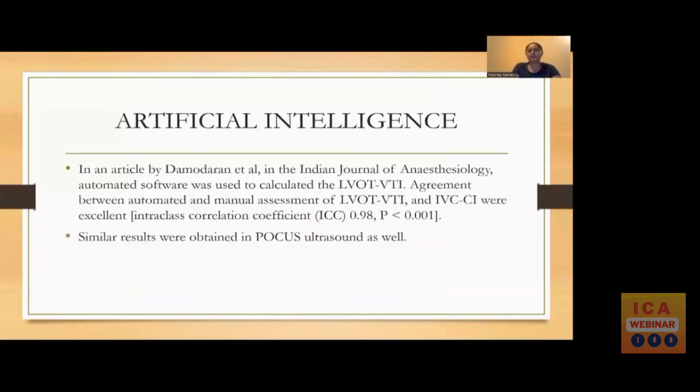Another advancement in this era is also the utility of artificial intelligence. In the Indian Journal of Anaesthesiology, in an article by Damodar et al., in COVID-19 patients, they used artificial intelligence technology, particularly to look at both the B-line calculation as well as to calculate the LVOT VTI of various patients, which was the automated software available to them. And they found that between the manual and automated software, there was a good agreement in terms of the values that they were achieving. Similar studies carried out for point of care ultrasound also showed similar results.